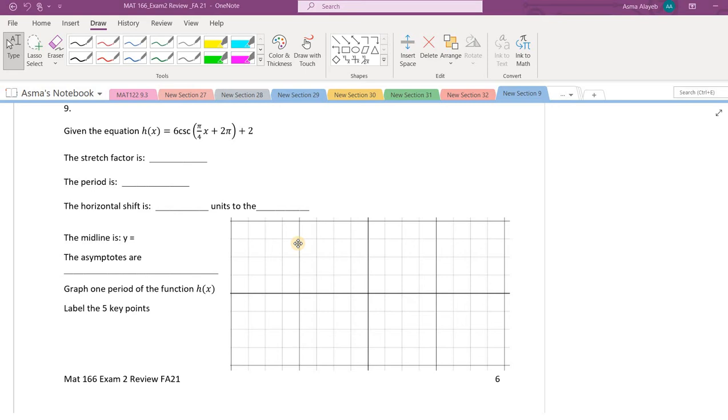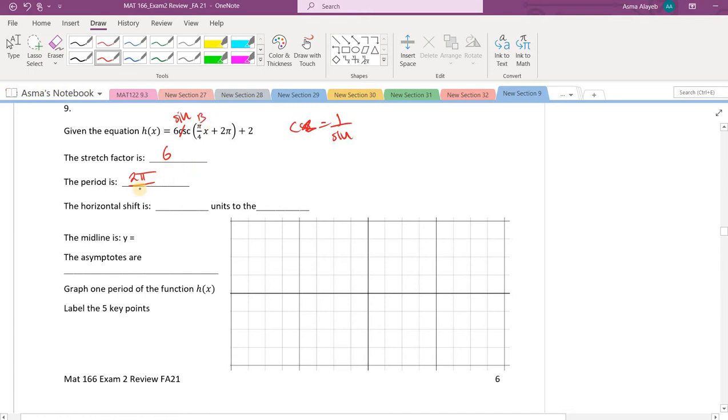I will just imagine that this is actually sine instead of cosecant, because I know that cosecant is equal to 1 over sine. So I'm going to say the stretch factor, which is the amplitude, is 6. The period here is 2 pi because it's a sine, so it's 2 pi over b, which is pi over 4 in this case. In other words, it's 2 pi times 4 over pi. Pi will cancel with pi and we'll have 8. So the period is 8.